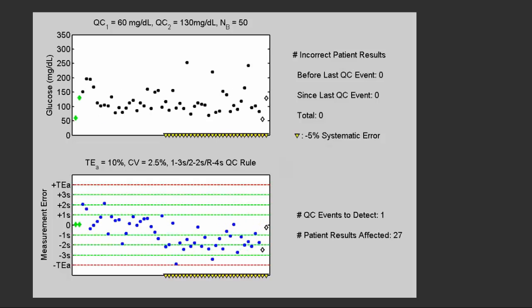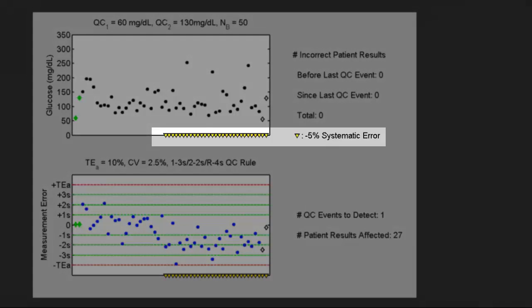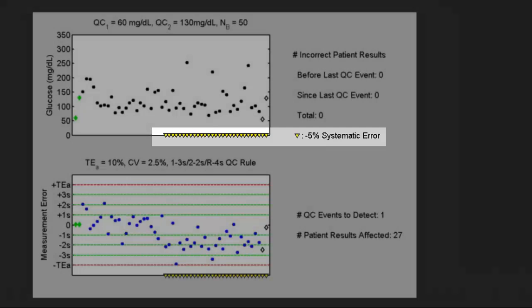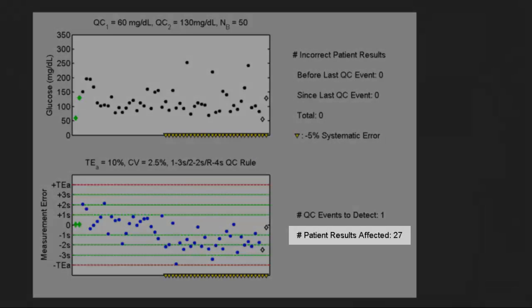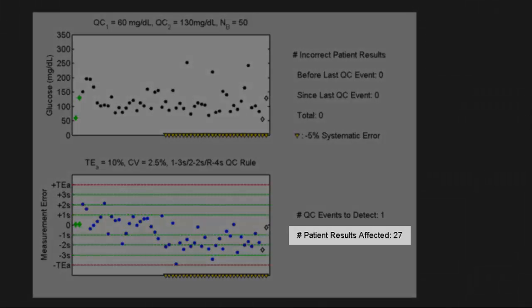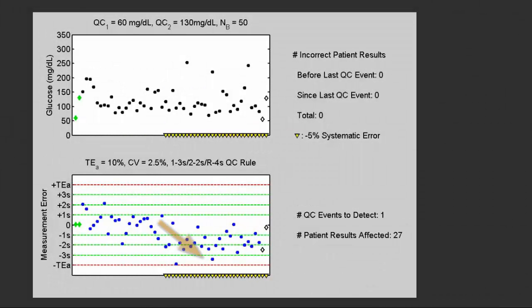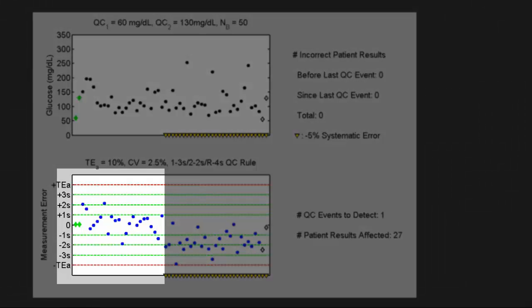So we're going to test patient results. The point in time where the yellow triangles appear is the point that a systematic 5% shift down in the process occurred. That happened 27 patient results prior to the next set of QCs. You can very clearly see the 2 CV shift downward in the measurement errors. Prior to the yellow triangles, the blue dots are centered around 0.